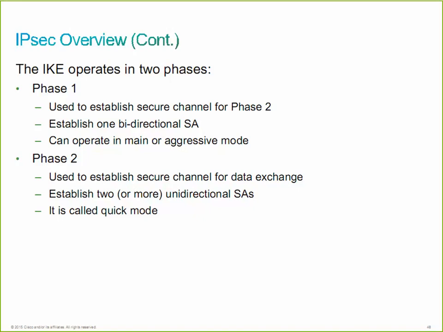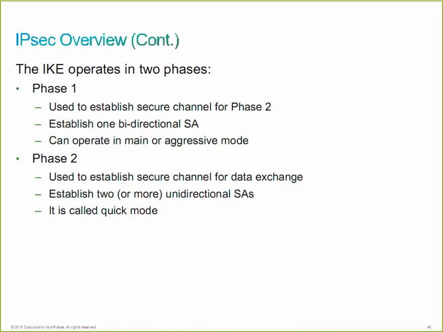So the goal of Phase 1 is to establish a basic security channel so that we can then start to negotiate Phase 2. Phase 1 itself even has 2 operational modes. It can operate in main mode, or it can operate in aggressive mode. And I'll talk about the difference between those 2 in a minute. The slide doesn't really get into a lot of detail on it, but I want to make sure you understand the difference between main mode operation and aggressive mode operation. Before we get into that, though, let's talk about Phase 2.